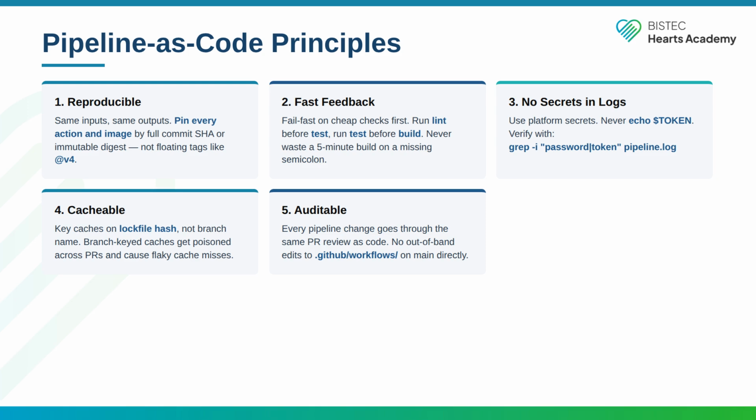No secrets in logs. Use platform secrets and mask all output. A credential in a CI log is a credential breach. Cacheable. Key caches on lock file hash, not branch name. Branch-keyed caches are poisoned by any branch and don't share across pull requests. Auditable. The pipeline file goes through the same review process as your application code. No direct edits to main.